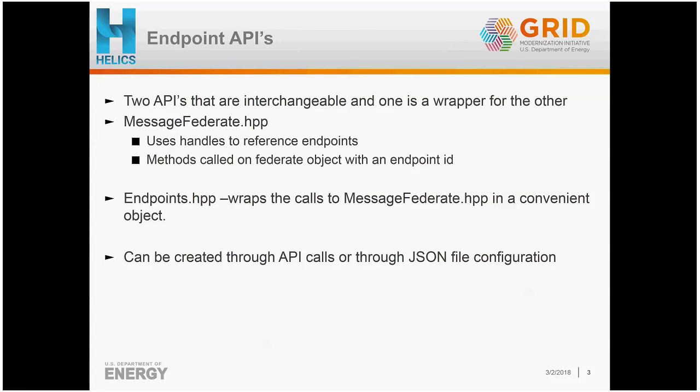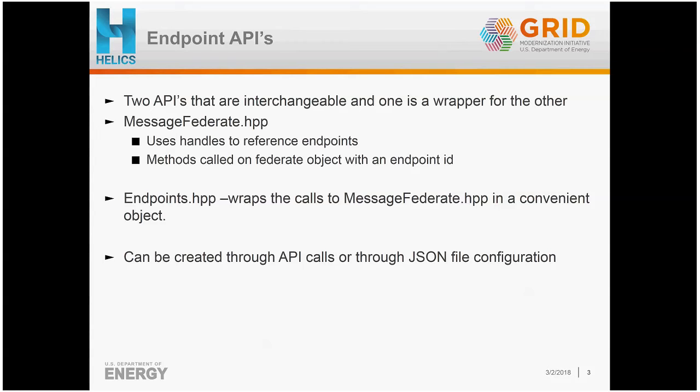There's two APIs in the application API. The first is based on the message federate.h object itself. There's function calls in this. This uses handles to reference the endpoints. When you create them, you get an endpoint identifier back, and you need to use this whenever you send stuff from this endpoint or retrieve stuff from it.